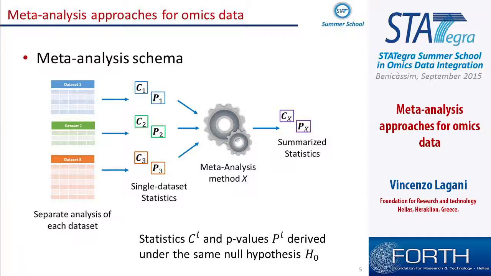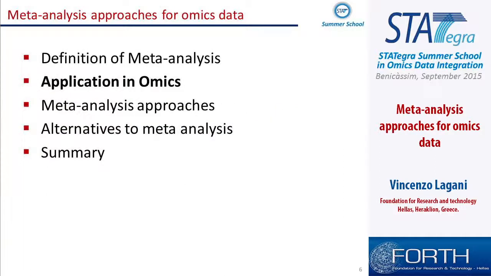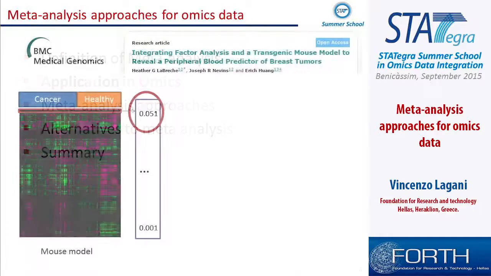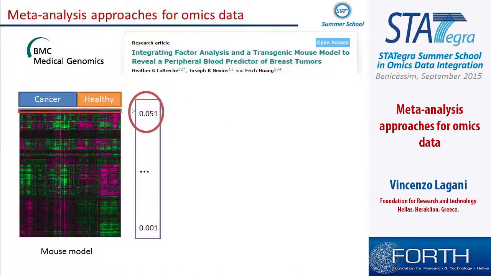Now let's see how to apply this schema on omics data, and what type of analysis we can do in this case. Okay, this is a nice paper. Essentially, in this paper, they were studying some properties in mouse, in the case of breast cancer. What they did was take blood samples from mice, and they measured the expression profile in each mouse.